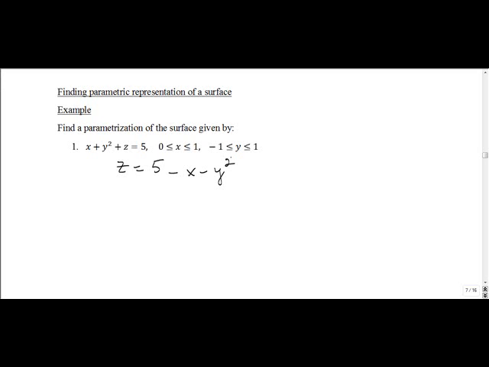And so you already have two parameters. Let x be one of the parameters, so let x be u. Let y be another parameter, let y be v. And so z is therefore 5 minus u minus v squared. Then put the ranges: x lies between 0 and 1, so u also lies between 0 and 1. And y is v, so v lies between negative 1 and 1. So that's one of them. That's an easy one.